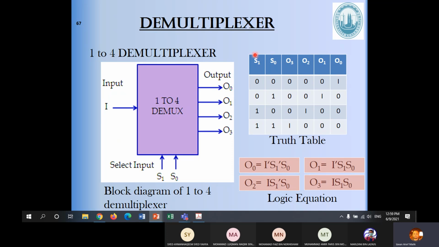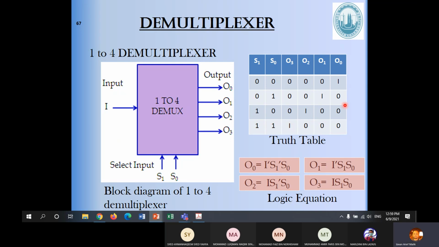So obviously selector yang di depan 0, 0, 0, 1, 1, 0, 1, 1 for selector. Whenever the selector is 0, 0, I akan dihantar ke output 0. Whenever it is 0, 1, I akan dihantar ke output 1. 1, 0, output 2, 1, 1, output 3.